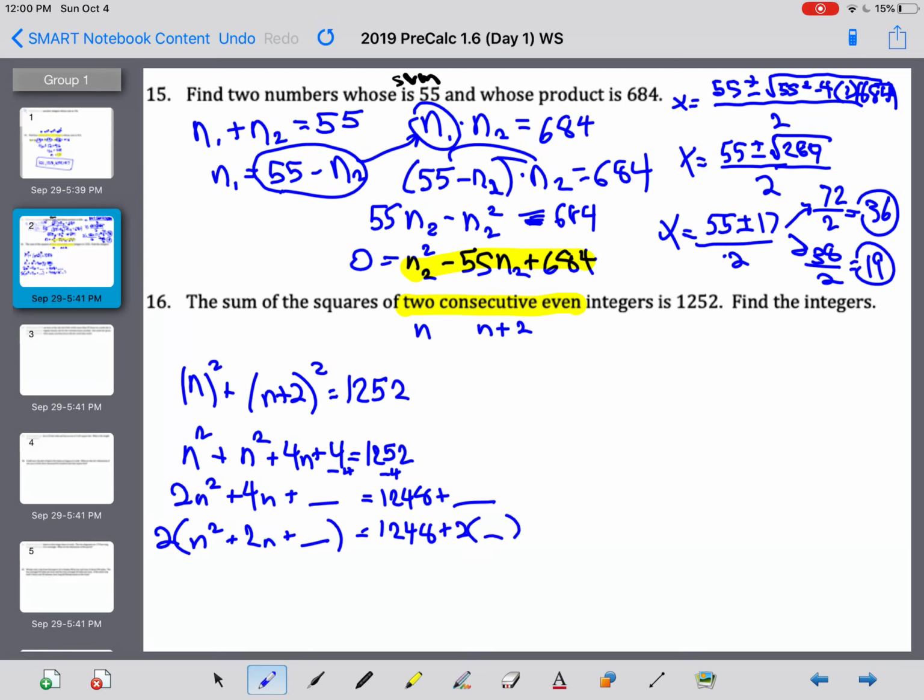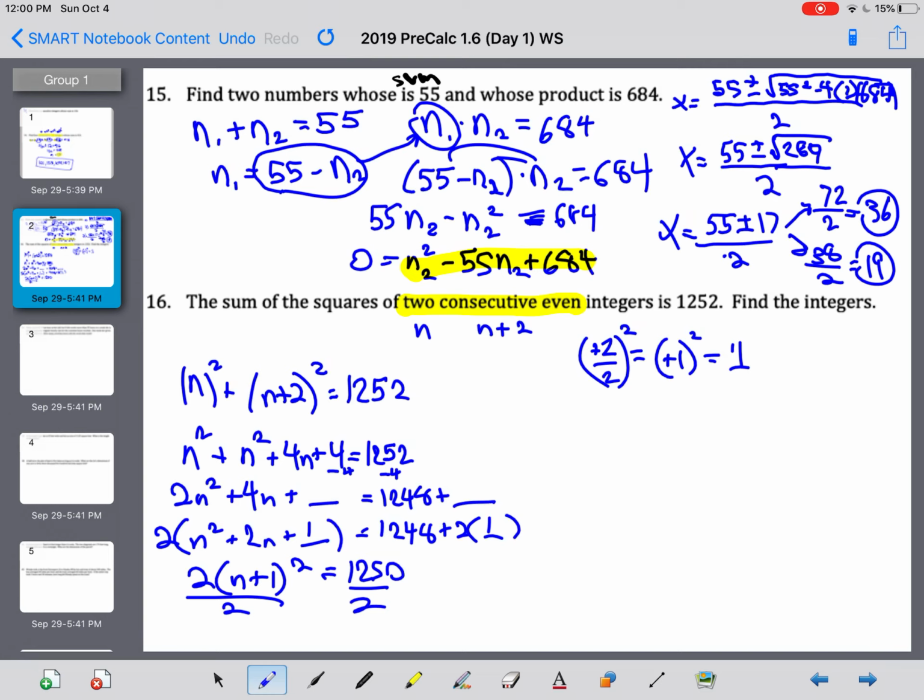Okay, off to the side, I'm going to take positive 2 divided by 2, which is squared, to find that missing term here. So I'm going to put 1 here, 1 here, so I'm going to get 2n plus 1 squared equals 1250. I'm going to divide by 2 to get things rolling with the solve part. So that's going to give me n plus 1 quantity squared equals 625. I'm going to square root.